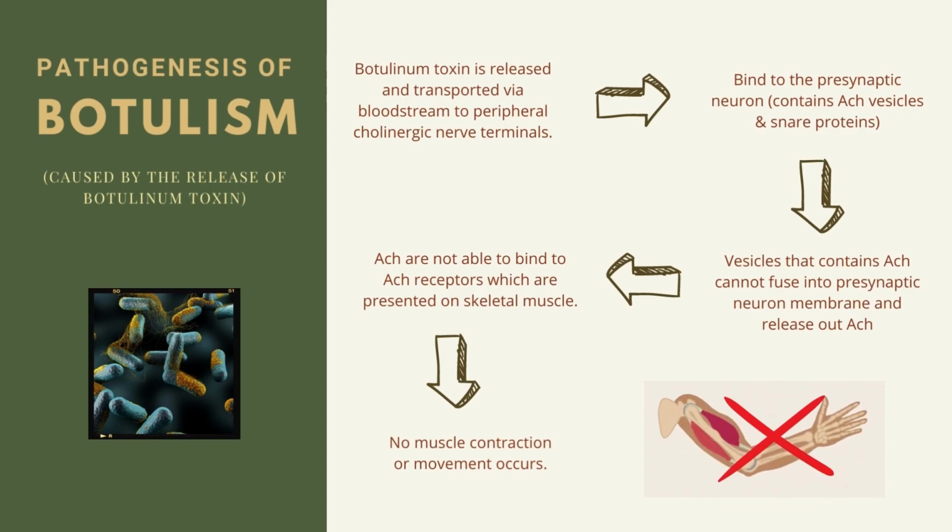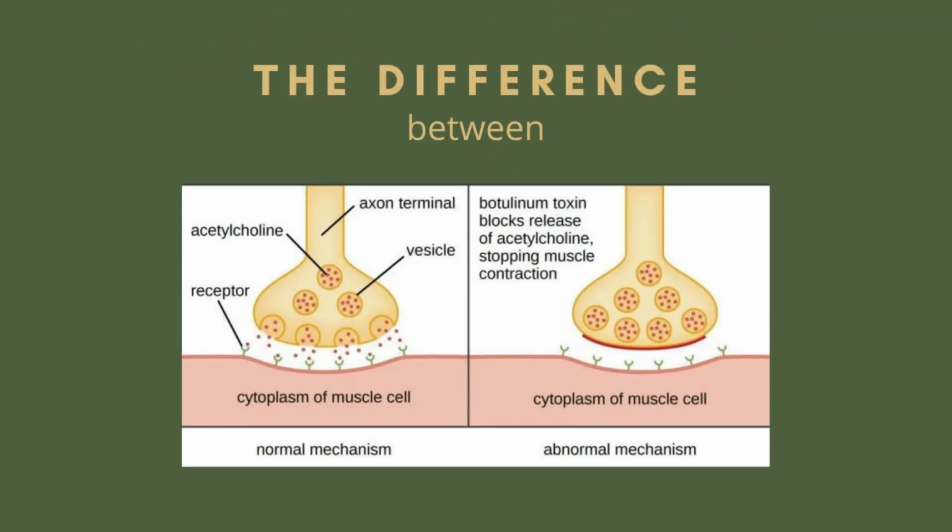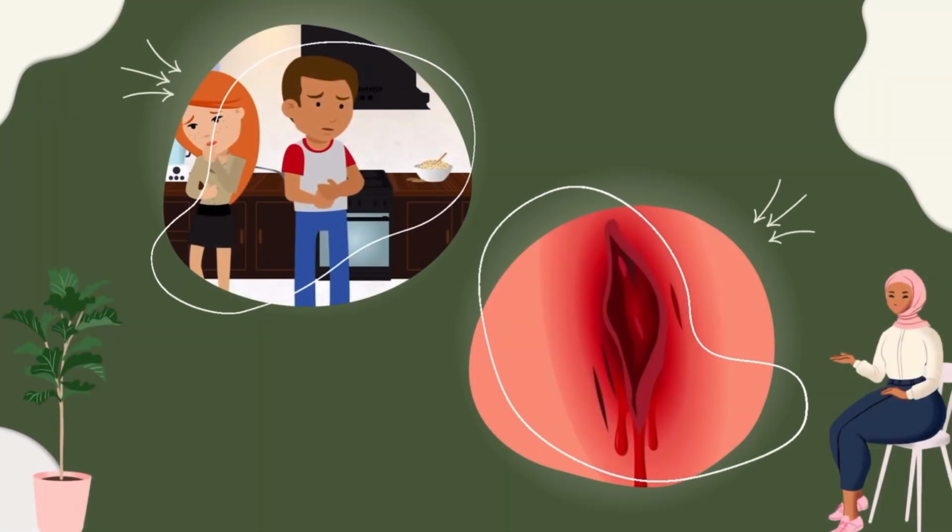Acetylcholine is not able to bind to acetylcholine receptors, which are present on skeletal muscle. As we know, acetylcholine is a chemical compound that gives a chemical signal to perform a physical activity. Hence, no muscle contraction or movement occurs. For a clearer view, this is a diagram showing the difference between the normal mechanism and the abnormal mechanism with the presence of botulinum toxin. I'm going to continue the presentation.